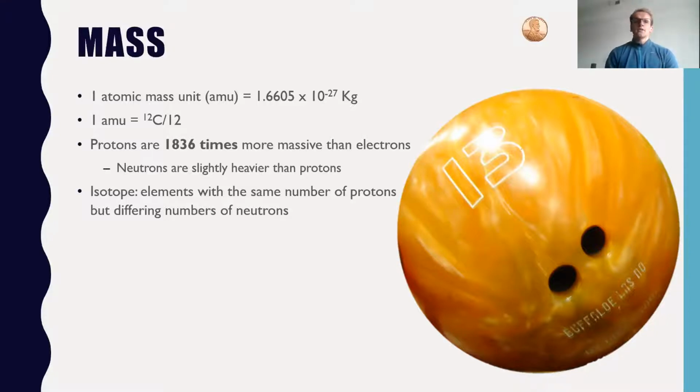An isotope is an element with the same number of protons but differing number of neutrons. So just like how carbon-12 is the most abundant form or isotope of carbon that we have, and it has 6 neutrons. But there could also be carbon-11 or carbon-13, which would have 5 or 7 neutrons respectively.